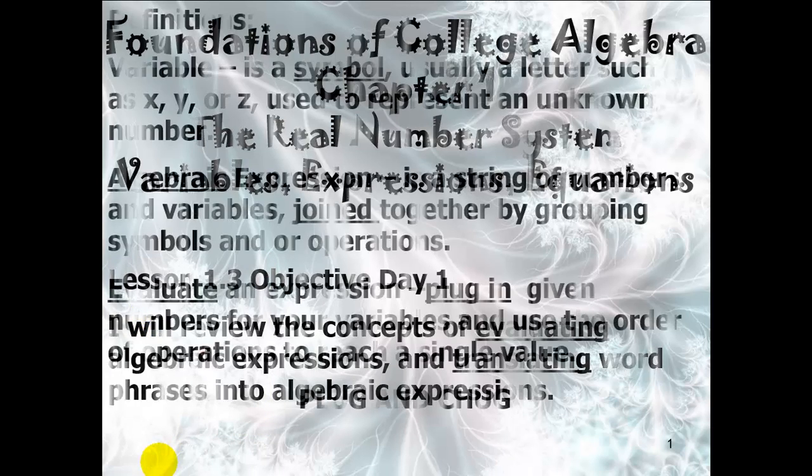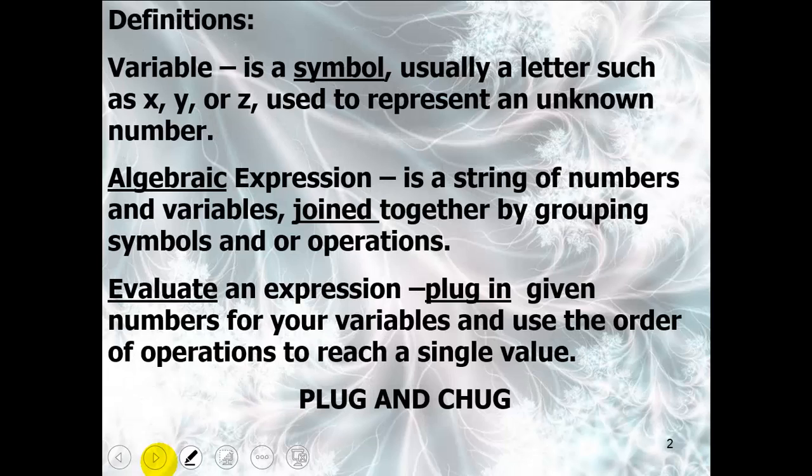So here we go. Let's define a couple key terms. We have to know what the terms mean so we understand what's being asked of us. All right? So a variable. A variable is a symbol. It's usually a letter. It could be X, Y, Z. It can be any letter in the alphabet. But it's always used to represent an unknown number. You just use a variable when you're looking to find something. You use this variable. Okay?